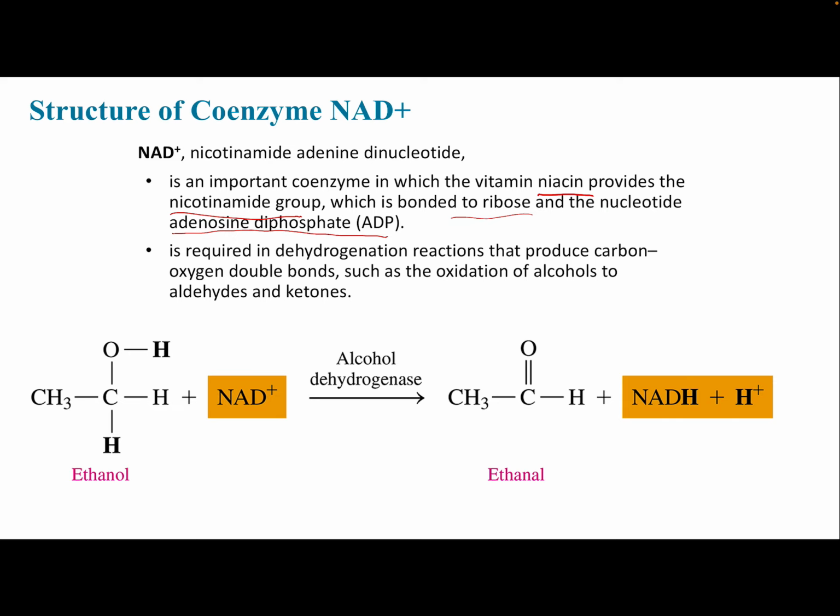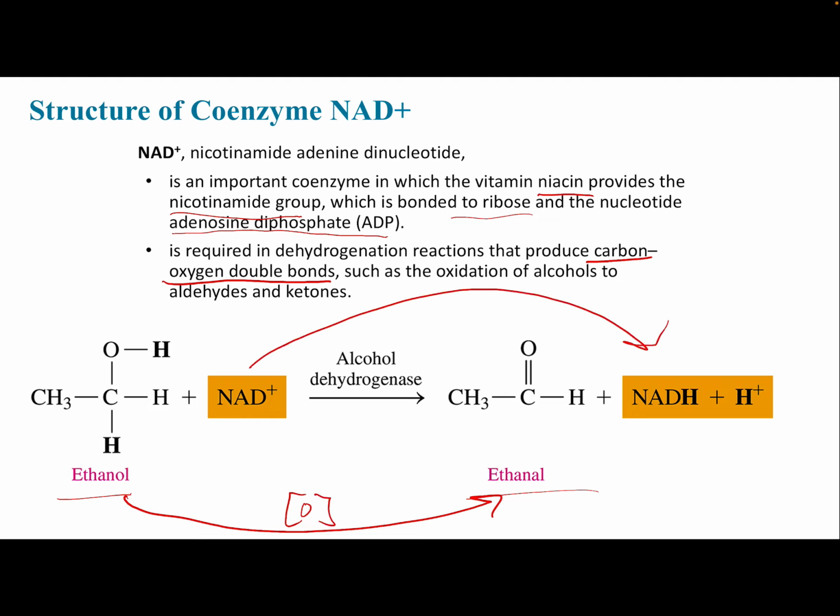All right, and one of the things that it's typically characterized for is that it's required in reactions that produce carbon-oxygen double bonds. So it increases the bonding to oxygen. And so oxidation of alcohols to aldehydes and ketones would be something that NAD would be useful for, right? We know alcohols oxidize into aldehydes and ketones. NAD plus would be the coenzyme. So if this is being oxidized, then that means NAD plus has to be reduced because they have to happen at the same time.